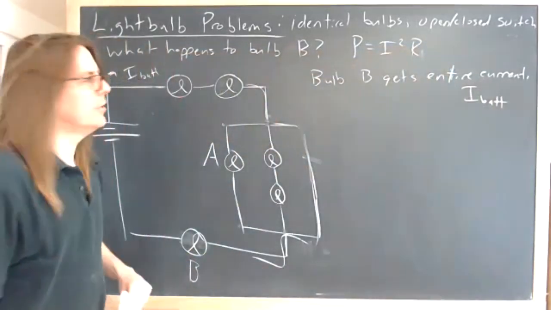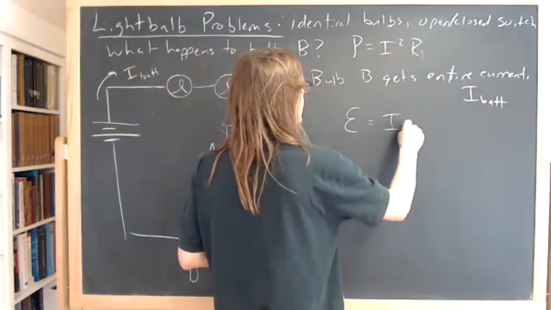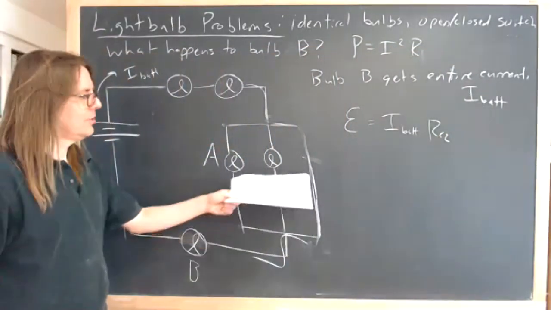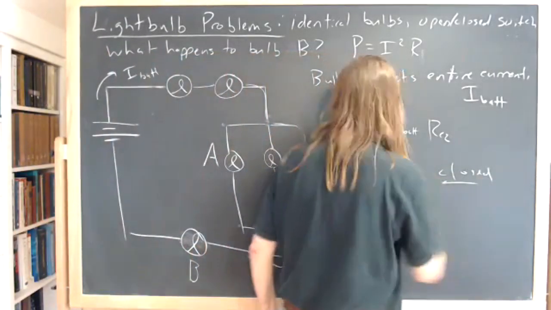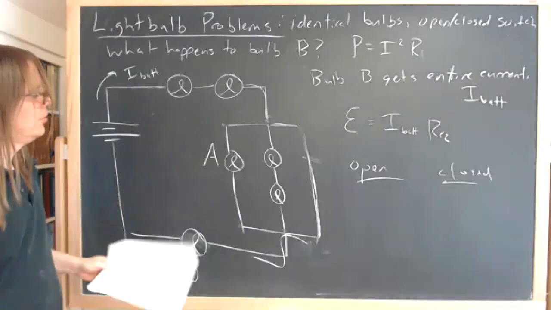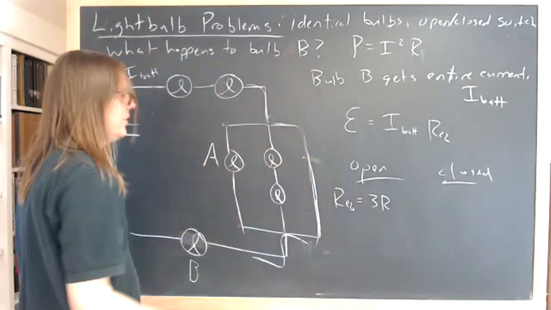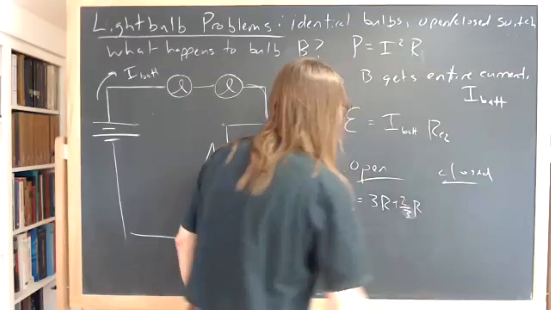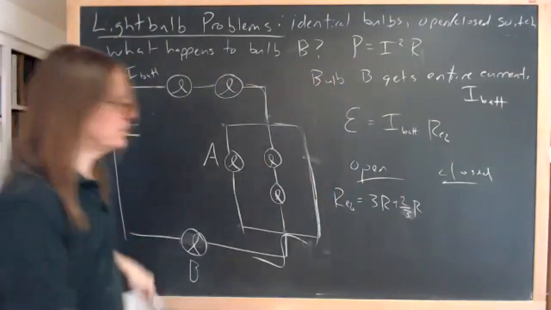Well, how do you get the entire current? You go back to that main first equation. The EMF of the battery is IBAT R equivalent. Okay. So it's really a question of what happens to R equivalent when you have it open and closed. Open was the initial, closed was the final. No problem. Let's see. When it's open, it's R plus R plus R. R equivalent is 3R, 1, 2, 3, plus that we've done like five times, it's 2/3 R. And when it's closed, as we argued before, this branch is gone in terms of resistance, so it's just 3R.